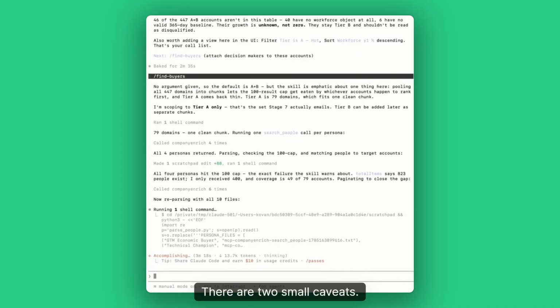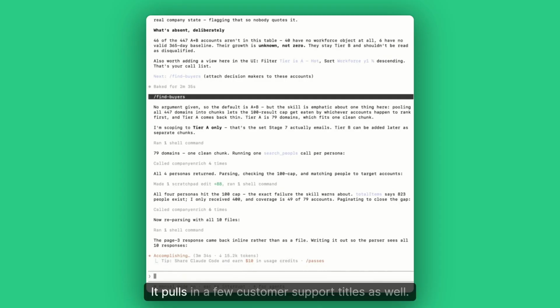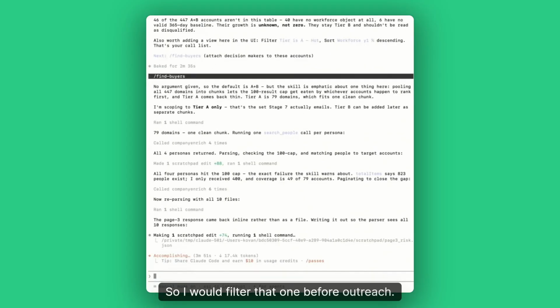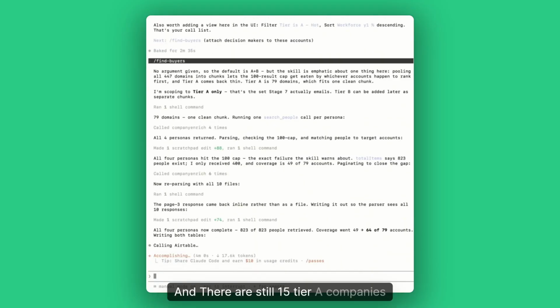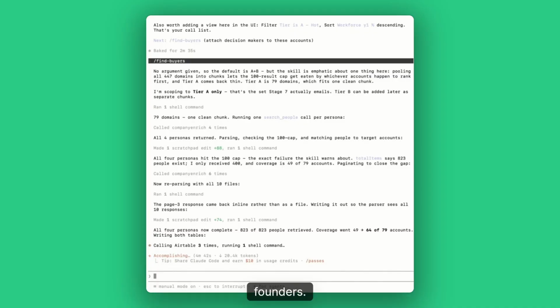There are 2 small caveats. The risk and compliance persona is a little noisy. It pulls in a few customer support titles as well, so I would filter that one before outreach. And there are still 15 tier A companies without any contacts. Most of those are tiny AI startups with very small LinkedIn footprints, so in those cases, I would probably reach out directly to the founders.